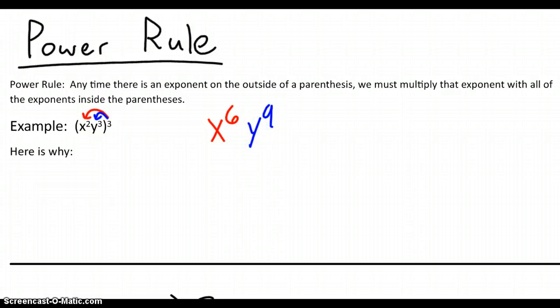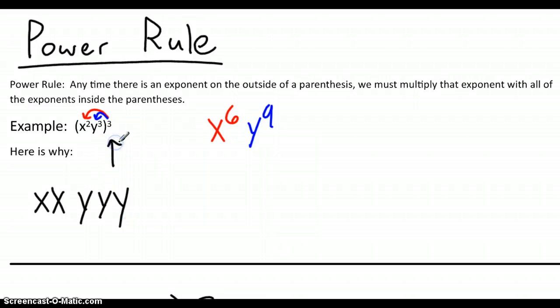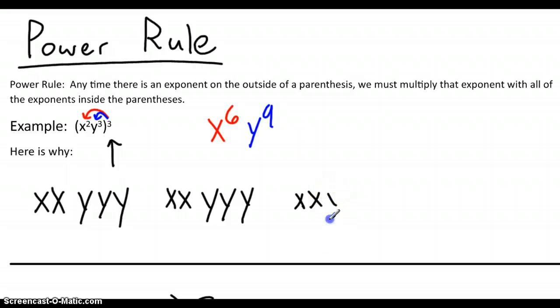Now here's a little picture of why this is true. So if we have our x squared here, and we know that x squared is x times x, and we know that y cubed looks like that. Now, when we see that it's taken to the 3rd power, that means we have to multiply it by itself 3 times. So I'm really going to have 3 groups of this x squared and y to the 3rd. Now when I write it all the way out like that and have 3 groups of this x squared y to the 3rd and we add these up, we'll see where this came from.